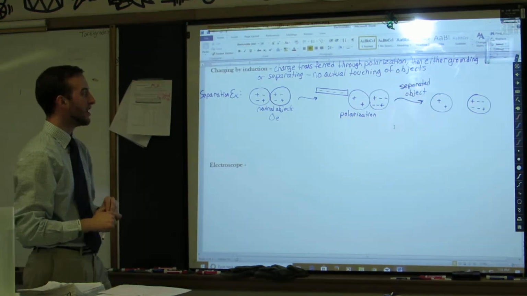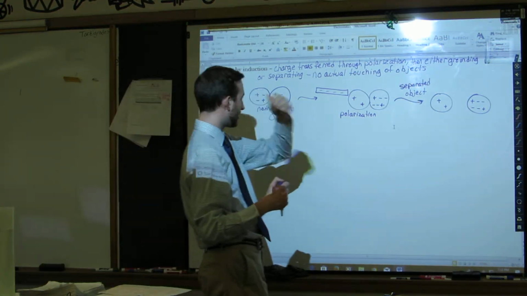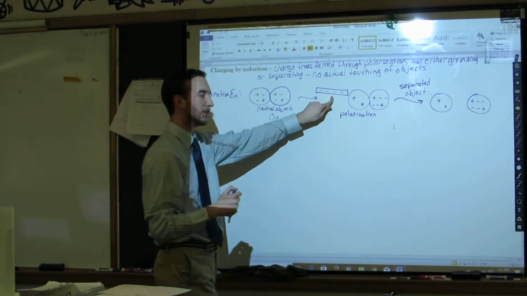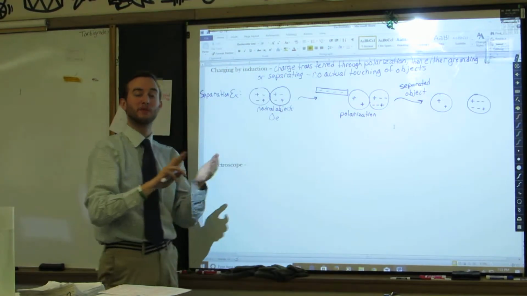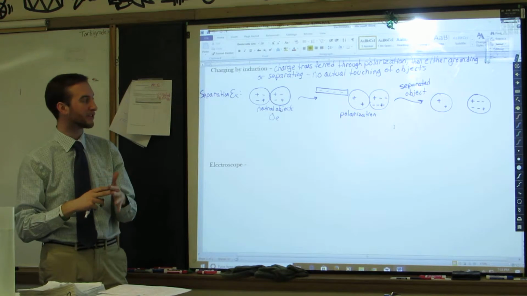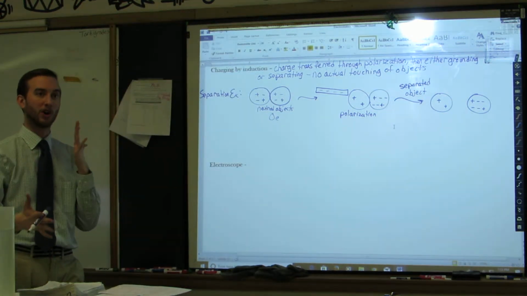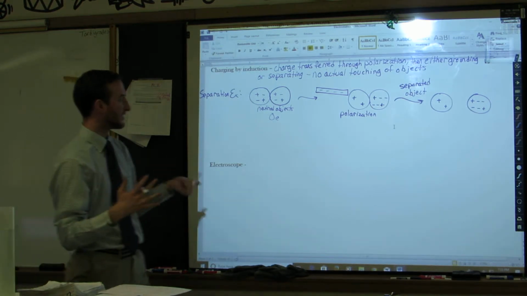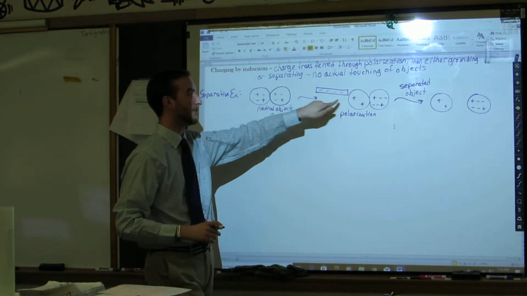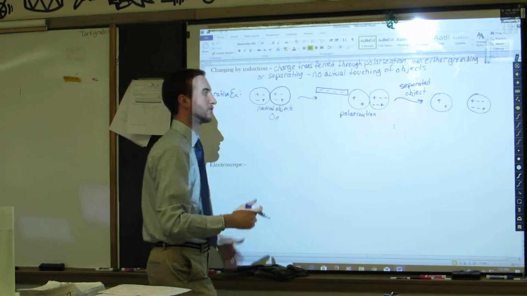Now we have two objects. I have polarized, I have charged these objects without ever touching this charged object to them. So this is different from the first two times. In the first two methods of charging, there was touching between a charged and an uncharged object. This is not the case here, okay? We are simply inducing a charge and then doing something about it.